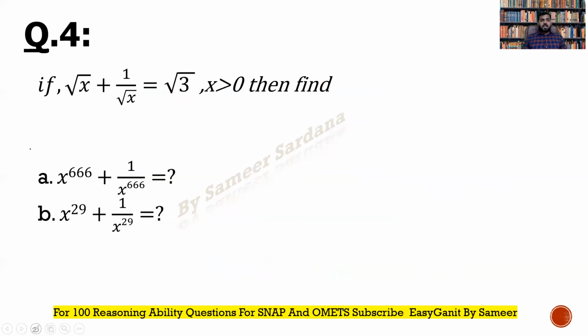Now, here we have question number 4. What if root x plus 1 upon root x is equal to root 3? In this case, if I want to solve it, the first thing I need to do is take a square on both sides, a square plus b square. x is greater than 0, because if x is less than 0, root of x will not be defined. a square plus b square plus 2 times ab will be equal to 3, taking square on both sides. So can I say x plus 1 upon x will be equal to 1?